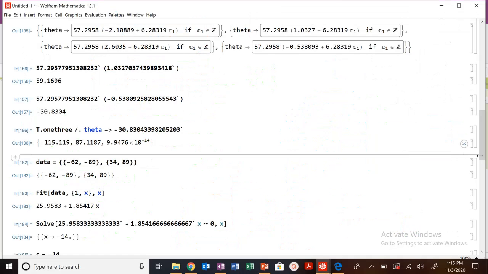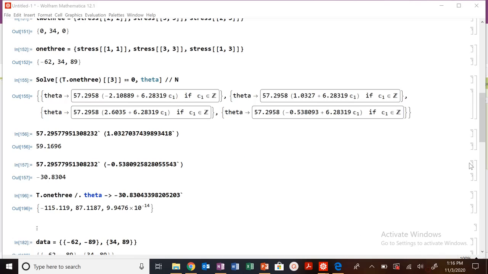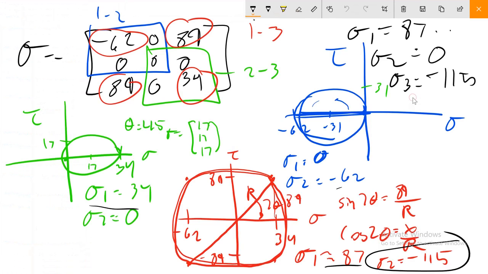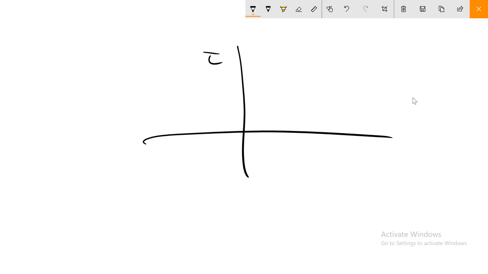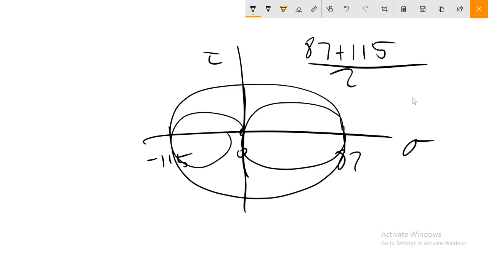Let's go ahead and double check our answer. What is our principal stress state from our linear algebra approach? Well, it's our eigenvalues, minus 115, 87. That's it. We're good to go. So now I can draw my 3D Mohr circle state. I'm going to do right here, my tau, sigma. My sigma has points at 0, minus 115, then 87. So I'm going to draw here, here, here. And my largest shear stress is just going to be this 87 plus 115 divided by 2. That'll give me this radius.